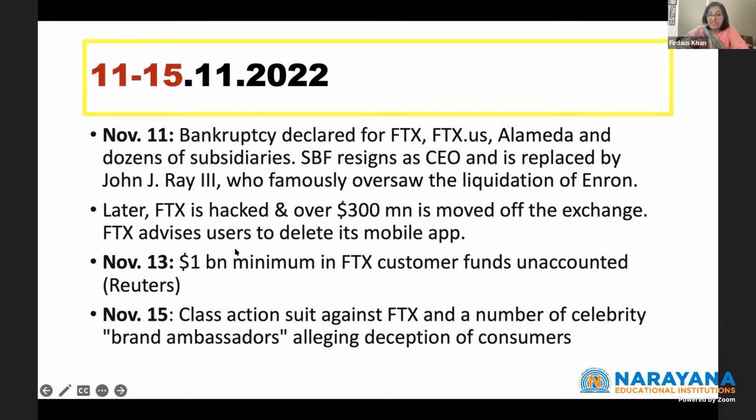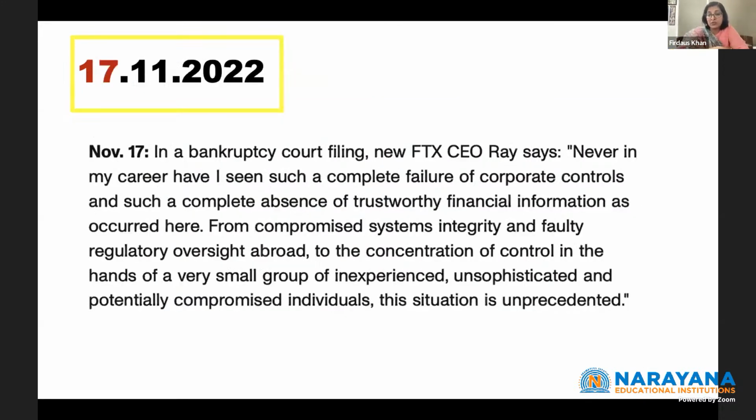And then when the investigation started, by 13th November, there was this information that more than $1 billion is missing. Customers who have paid up money, their money is missing, it's unaccounted. And then finally, 2 days later, a case was filed against all the brand ambassadors who lured customers to join this particular exchange.